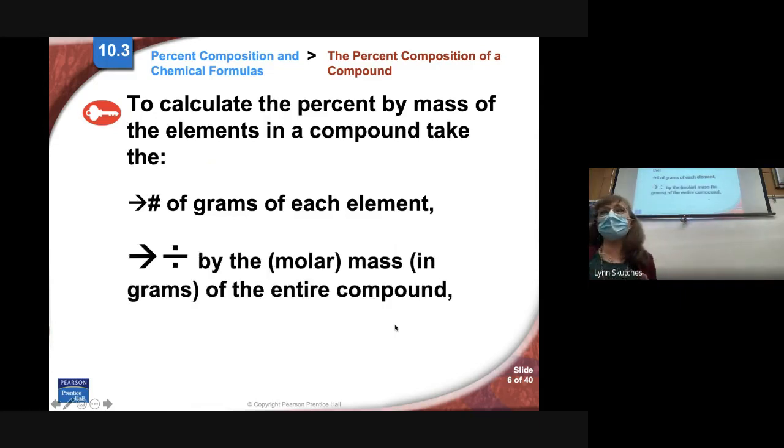The thing that gets tricky for these is that they throw in element names and compounds that you've never seen before, and it really doesn't matter. So try not to let yourself get too hung up on that, okay? If you know the mass of each of the elements and you know the total mass, you can calculate the percent. You just divide those numbers and multiply by 100.